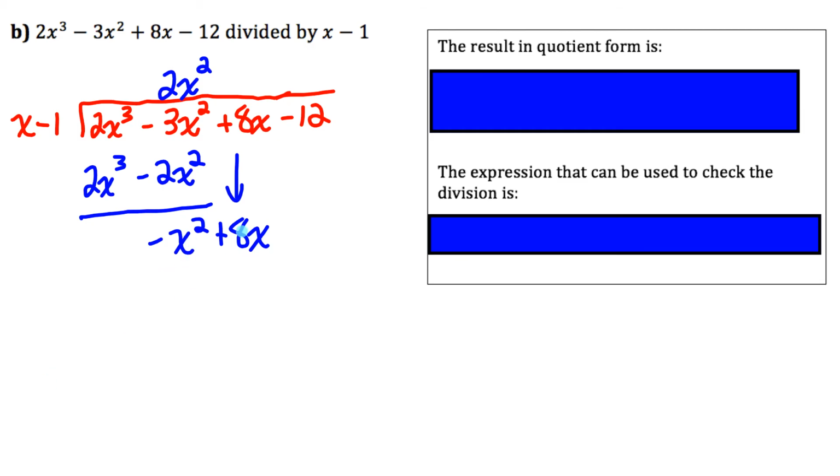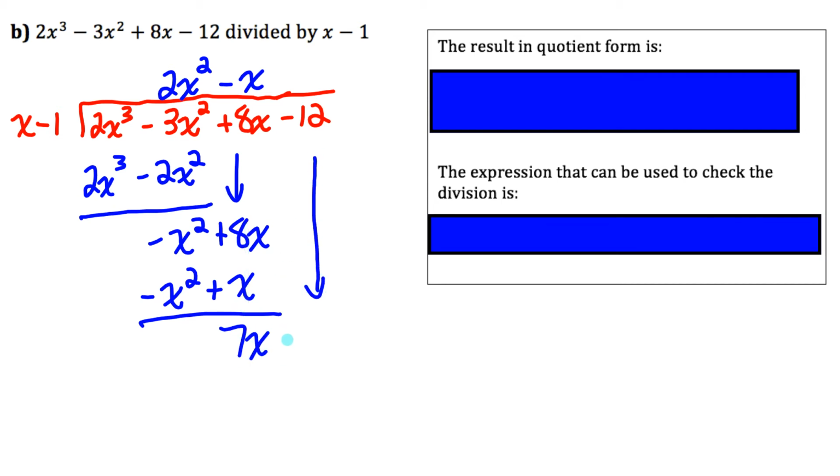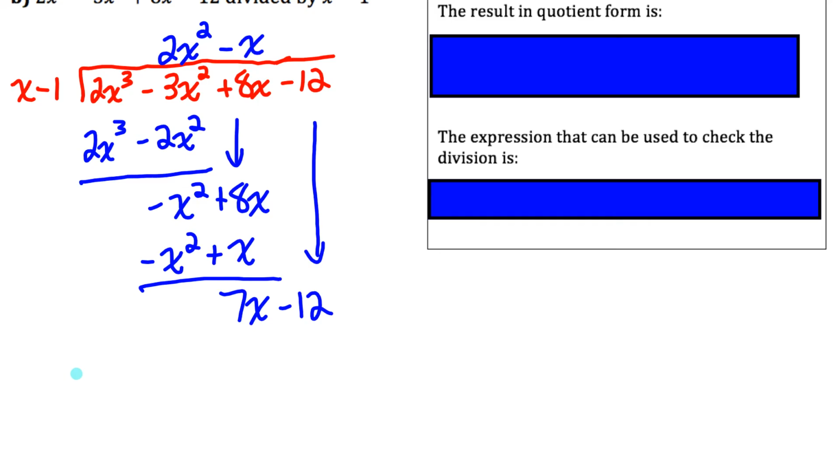Negative x squared divided by x will be negative x. Multiply that negative x in the quotient by the entire divisor. Negative x times x is negative x squared, and negative x times negative 1 is positive x. Then we'll subtract our like terms. The negative x squareds cancel, and 8x minus x is 7x. Bring down the last term, and we'll do this process one more time. First term dividend divided by first term divisor. So 7x divided by x is just positive 7.